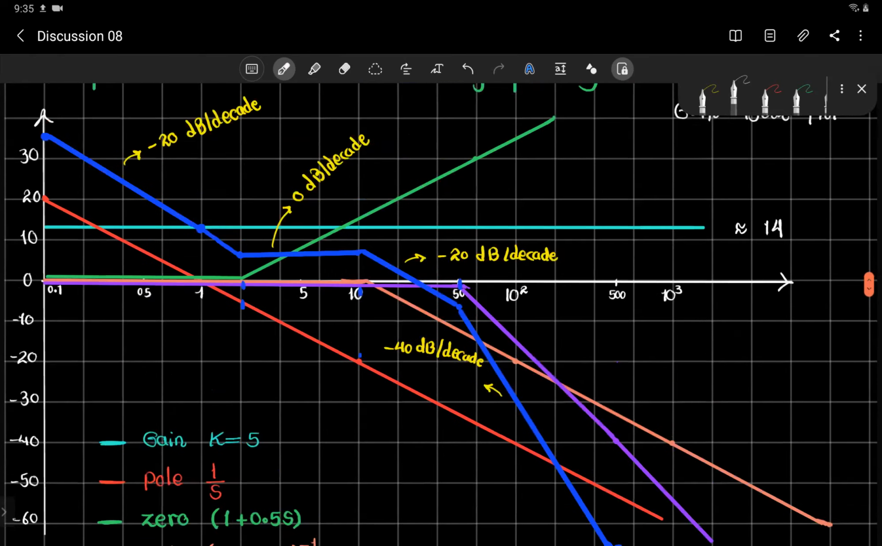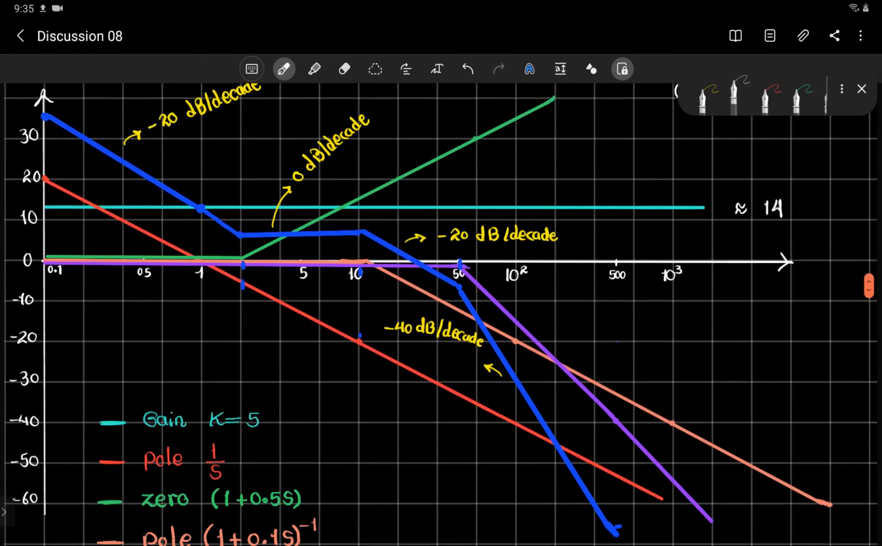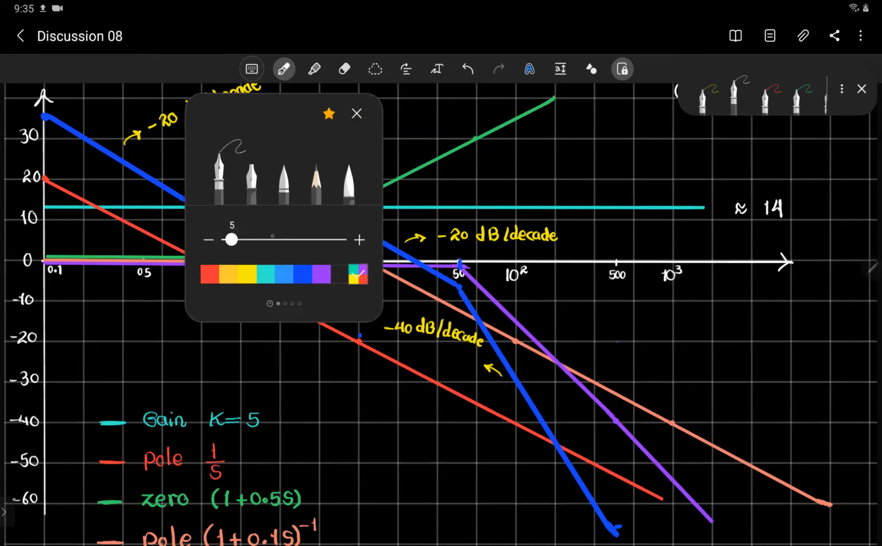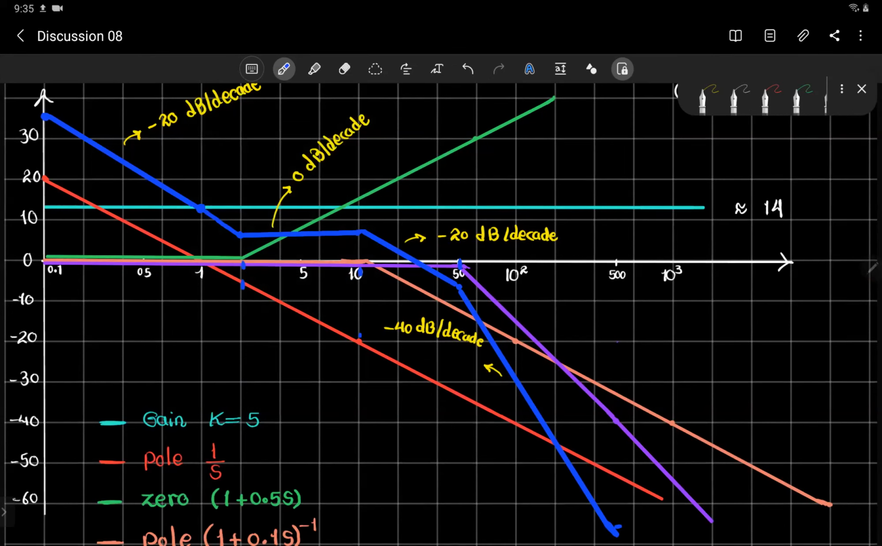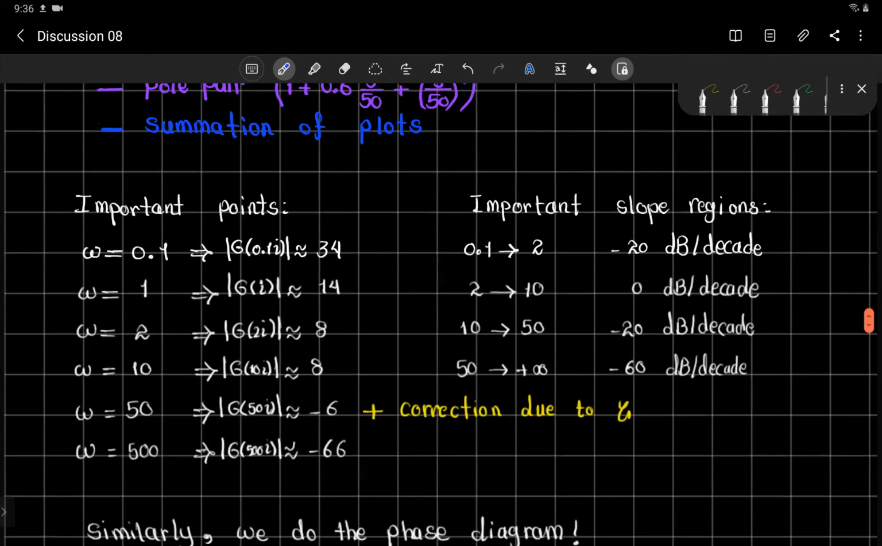So the asymptote in blue represents the asymptote of the summation of the factors, which is basically the asymptotes that the Bode plot of the system tries to approximate. Don't forget that we need to account for the factor for the damping ratio, which is somewhere here. So there's a small deviation here due to the damping ratio. Any questions?